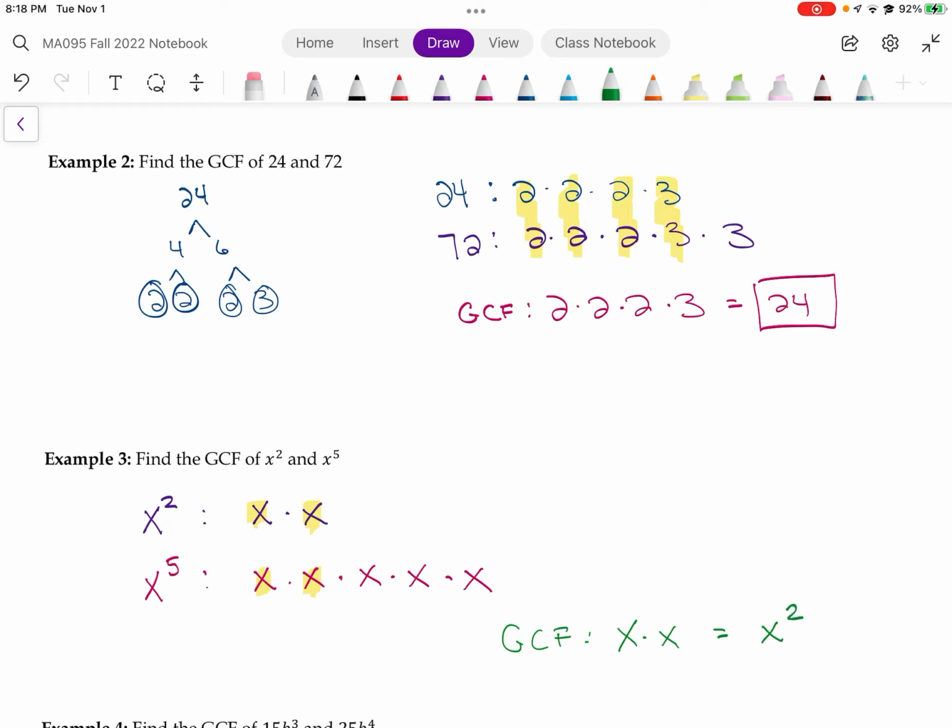So notice it is the one with the least, and that will be the case every time. I'll show you the long way today. After today, I will probably jump to just saying it's the least of the two exponents.